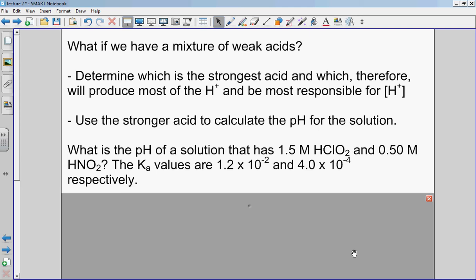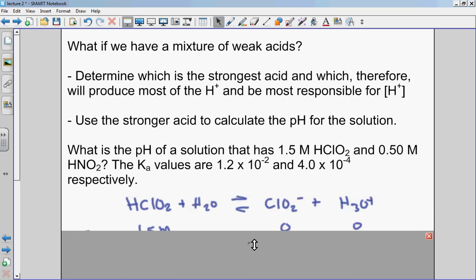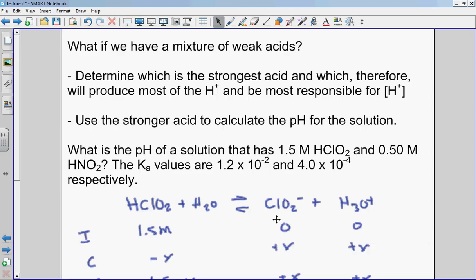So if we ask what's the pH of a solution that has 1.5 molar HClO2 and 0.5 molar HNO2, and you're given these K values, you can see that this HClO2 will be a stronger acid than this nitrous acid here, HNO2. And so we'll use this concentration to do our equilibrium calculations, to get our H plus concentration and to calculate the pH from that. Okay, and you can see the work down here.